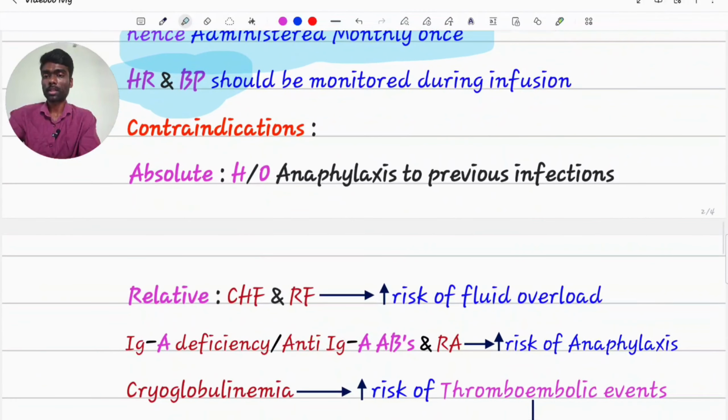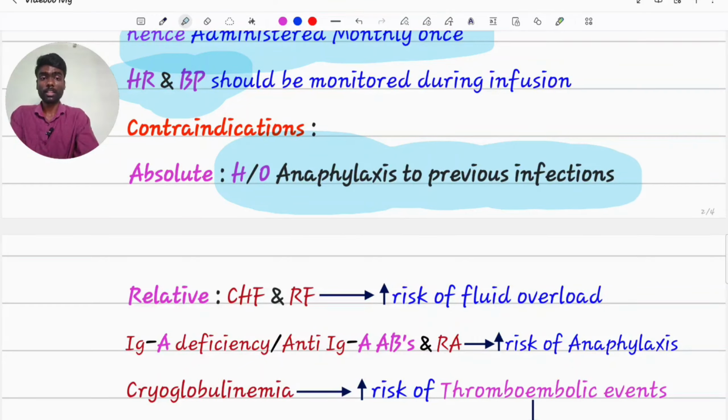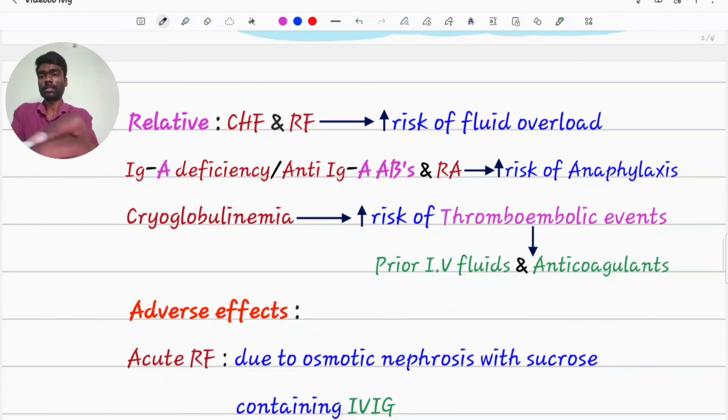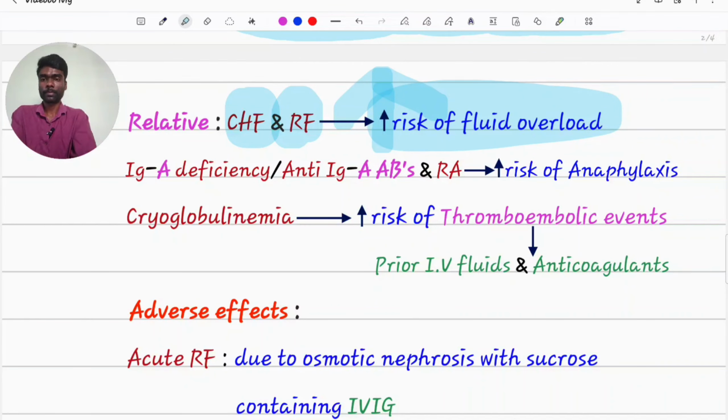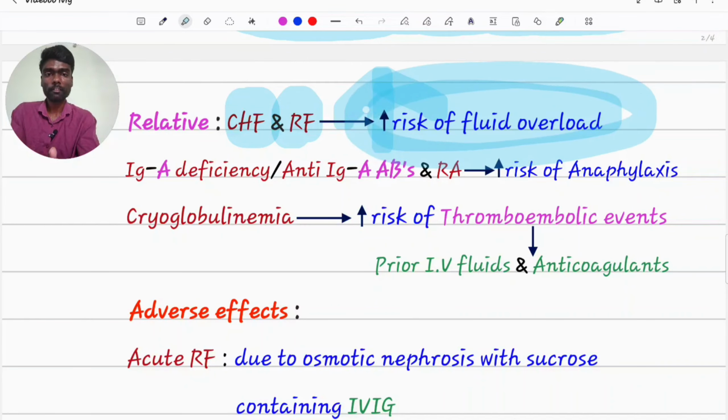Coming to contraindications, absolute contraindication is history of anaphylaxis to previous infusion. This is not infection, infusion. Relative contraindications are congestive heart failure and renal failure, which will increase the risk of fluid overload. The adverse effects of IVIG are risk of fluid overload and risk of anaphylaxis.